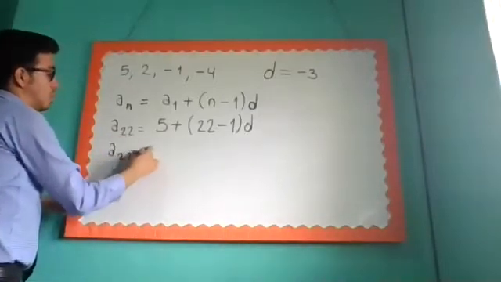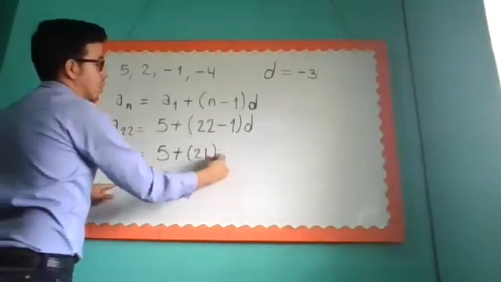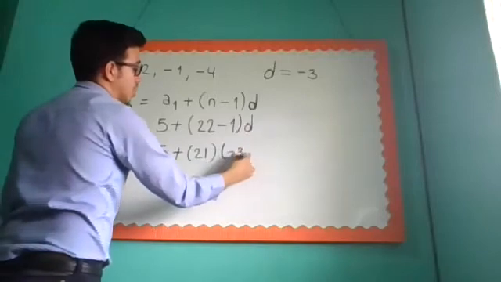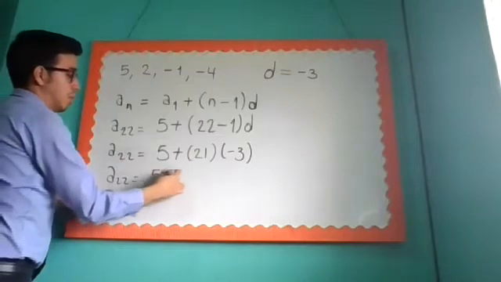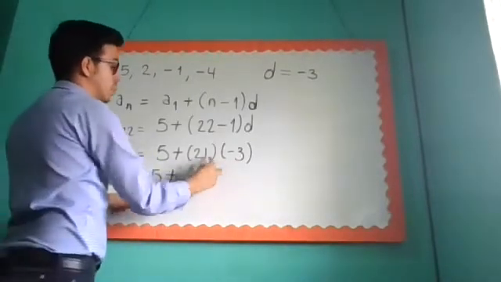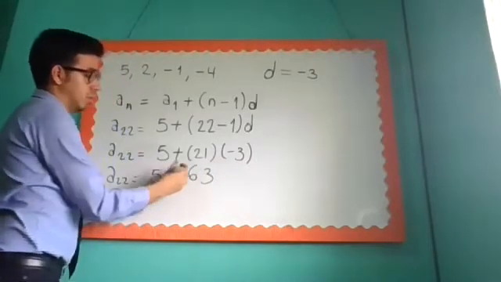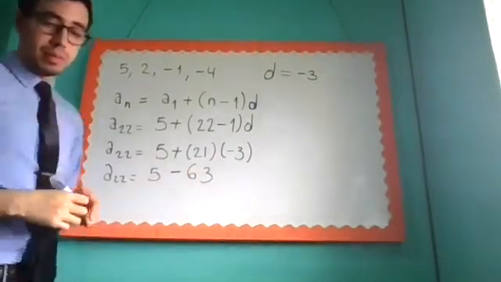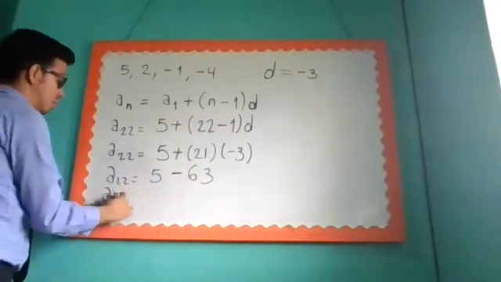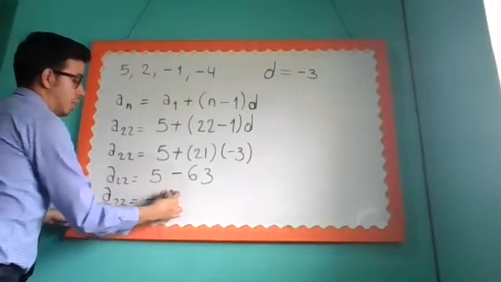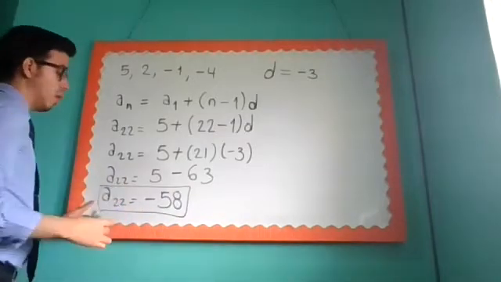A sub 22 is equal to 5 plus 22 minus 1, which is 21, multiplied by d, that is negative 3. A sub 22 is equal to 5 plus 3 times 1, that is 3, and 3 times 2, that is 6. But this is negative. So at the end, we only subtract. And a sub 22 is equal to negative 58. This is to obtain one number.